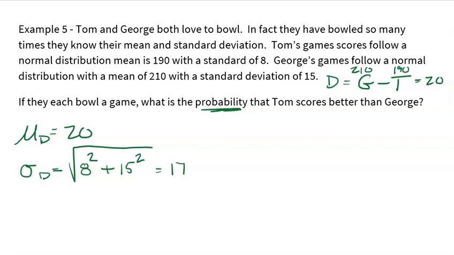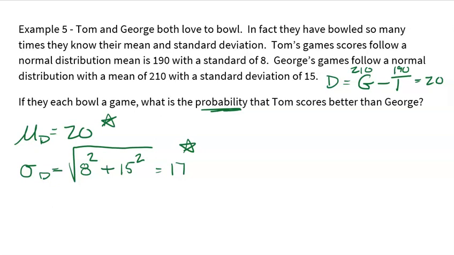All right, so now I understand the difference. I understand the average is supposed to be 20, but that average could deviate by 17. Now I have to figure out how to answer this question, and that's the tricky part. Here's the trick. I need to focus on 0.